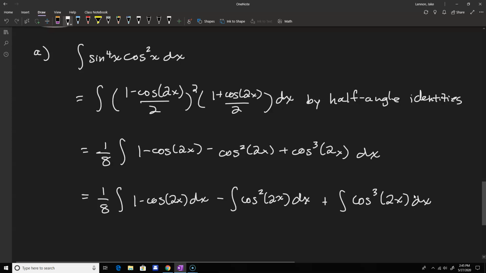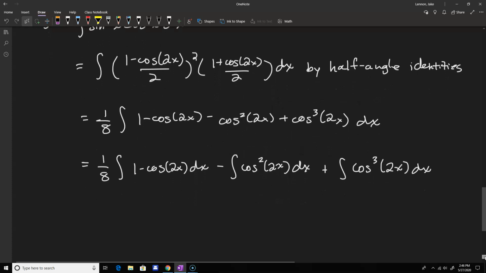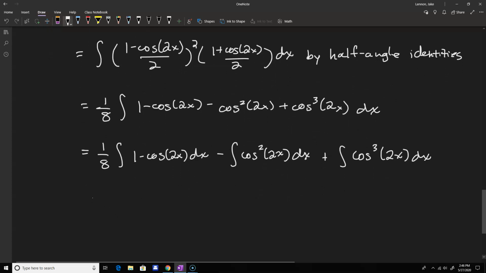So the cosine squared term, again, we're just going to use the half-angle identity on that, and the cosine cubed term, we're going to split to cosine squared times cosine, and then go ahead and use the Pythagorean identity and substitution. So we've already encountered these techniques. They're just all now coming up at once in the same integral. So all of these should, technically the 1/8 is around everything.